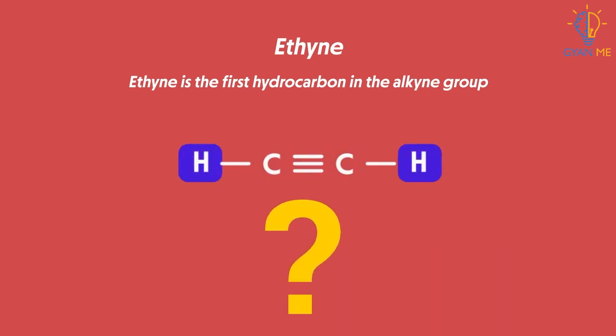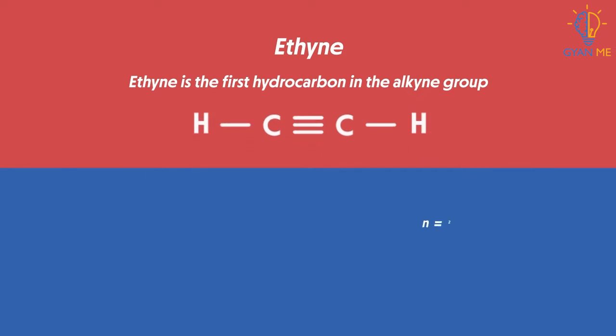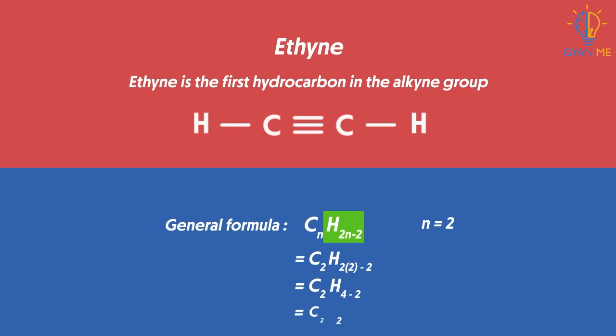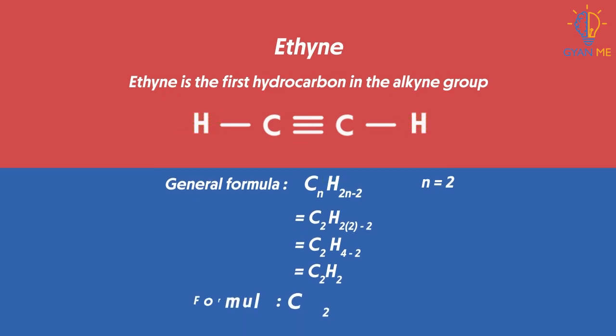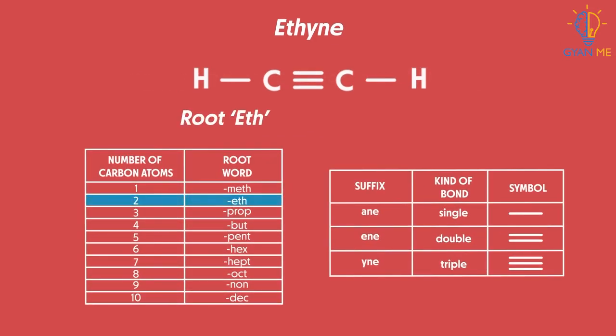And how many hydrogen atoms will it have? Let's put n equal to 2 in the general formula of alkyne, and we have the number of hydrogen atoms as 2 times 2 minus 2, that is 4 minus 2 equal to 2. The number of carbon atoms here is 2 and hydrogen atoms is also 2. So the formula is C2H2. Now what about the name of this compound? As you see, it has root eth for 2 carbon atoms and suffix -yne for a carbon-carbon triple bond.